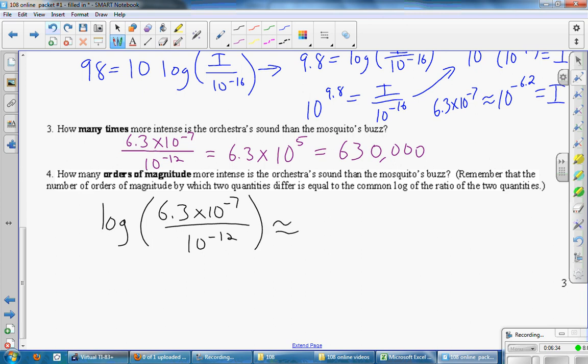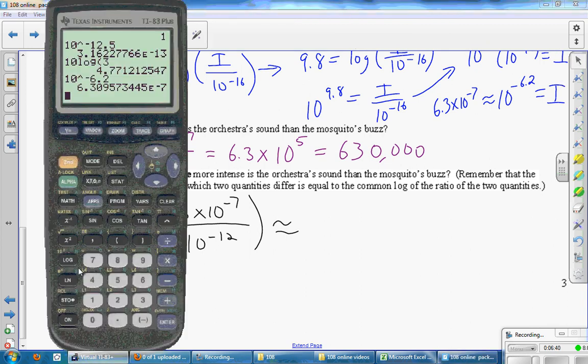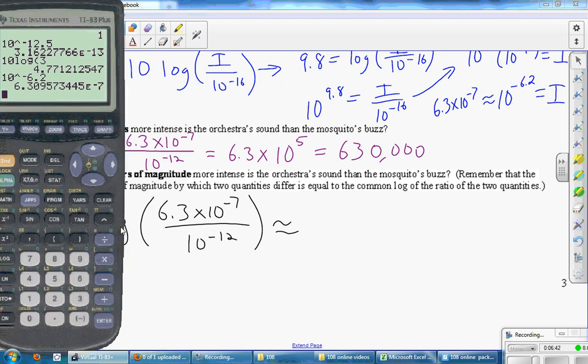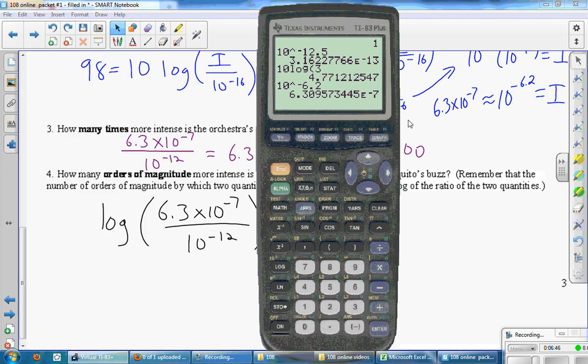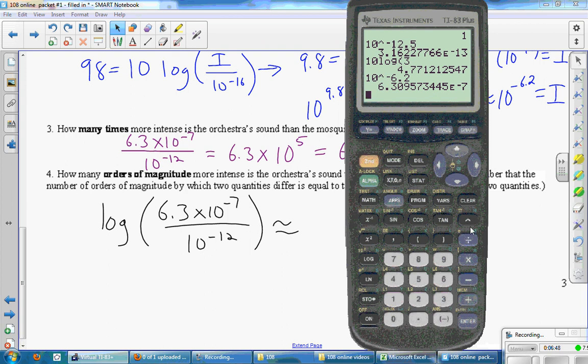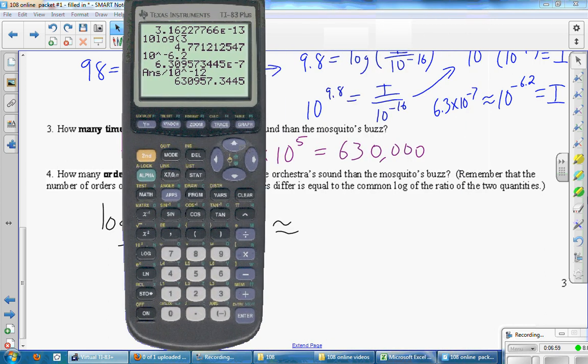And so we can type this into the calculator. We've already done the division part. It's up here. It says 630,000. So what do we get here? Log. In fact, maybe I should, what should I do? What if I take this and divide it by 10 to the minus 12? So it's really closer to 631,000. Maybe we can make that adjustment here.